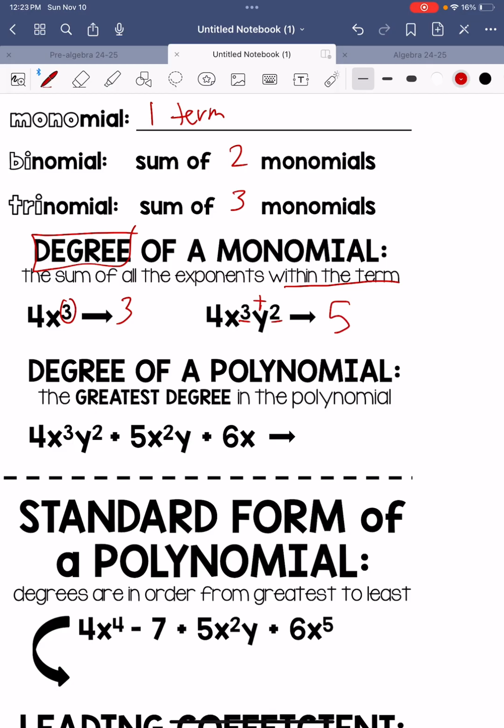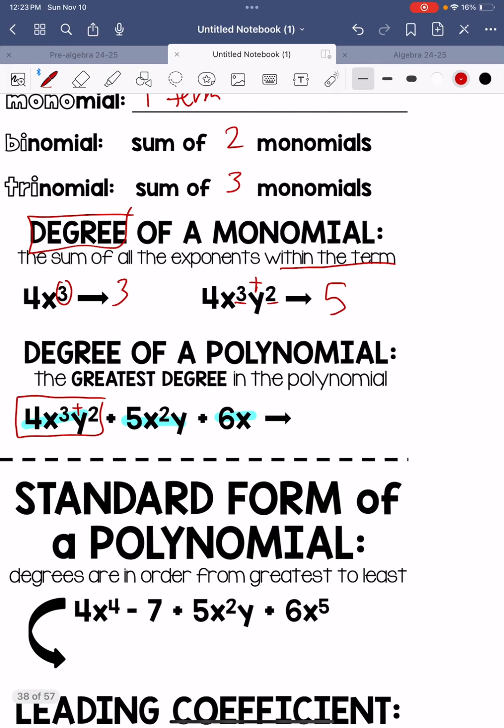In a polynomial, we need to just focus in on the terms. Those are separated by plus or minus signs. So like this is 1 term, 2 term, 3 term. To figure out the degree, we would just focus in on one term. 3 plus 2 makes 5. Now I look at my second term. 2 plus 1 makes 3. This one has that imaginary exponent of 1. The greatest, the highest, was 5.